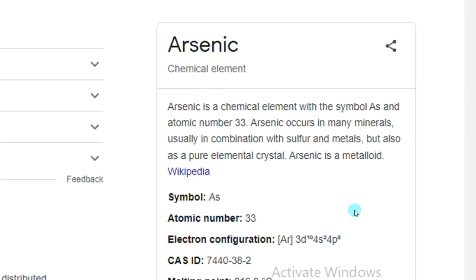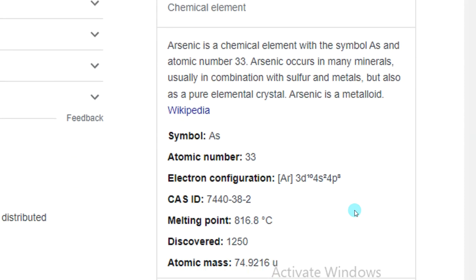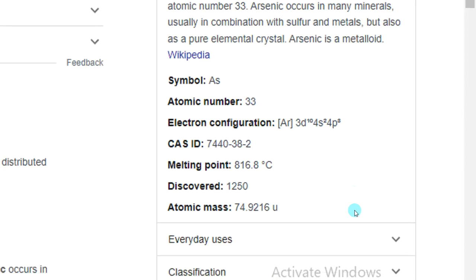Arsenic. It's a chemical element with symbol As and atomic number 33. Arsenic occurs in many minerals, usually in combination with sulfur and metals. So if it occurs in conjunction with sulfur and metal, it's also metal. But in its pure elemental crystal form, arsenic is a metalloid. So what is a metalloid? We will make a video on metalloids in the next tutorial, and of course on metal smelting. We're going to make a separate video on that. So its symbol is As, atomic number 33.